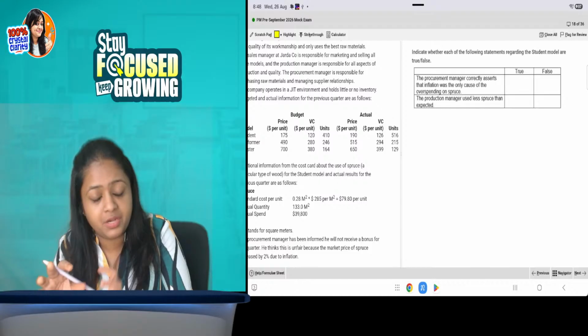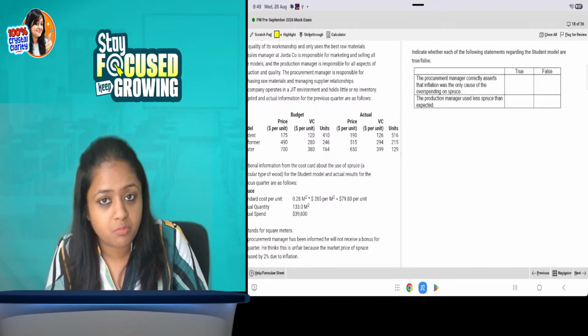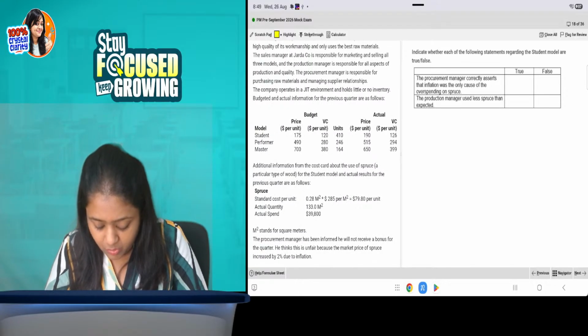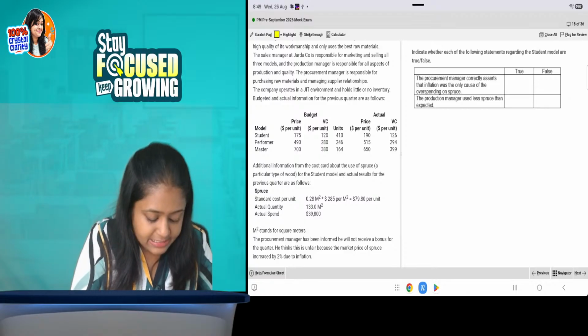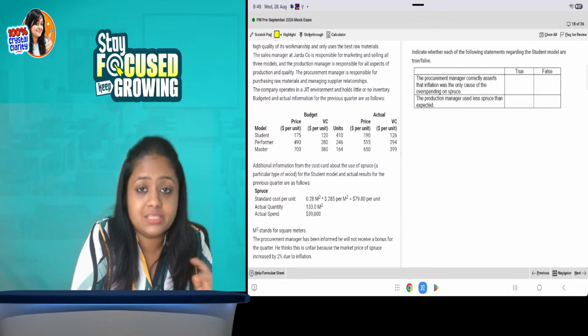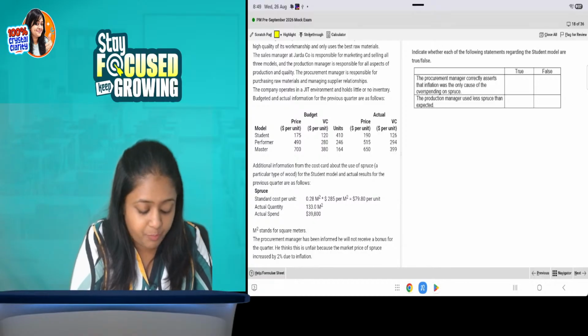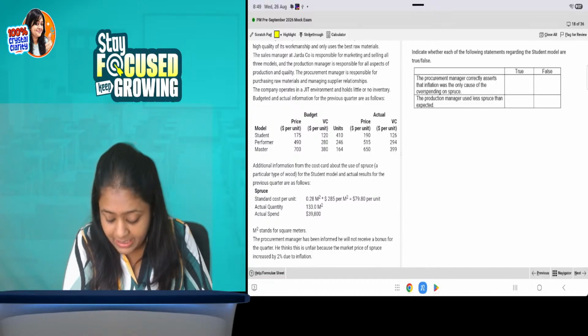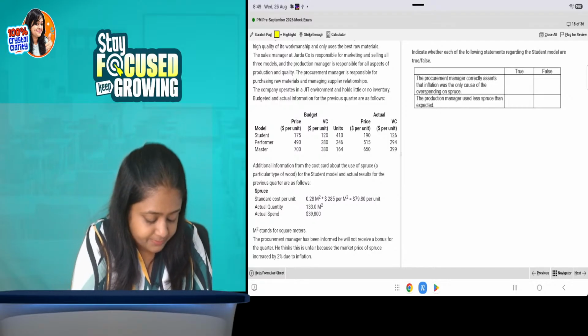Budgeted cost per unit multiplied by total actual units. So actual units for the student model are 516. Budgeted cost per unit is 79.8, multiplied, and I get 41,176, but the actual cost is 39,800. Just see what the increase is. The increase is 1,376 divided by the cost 39,800.